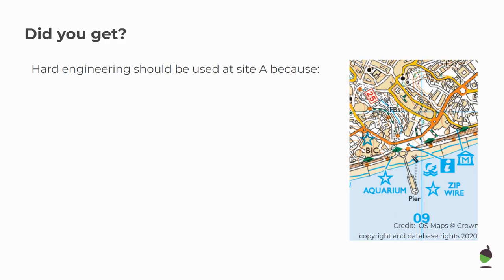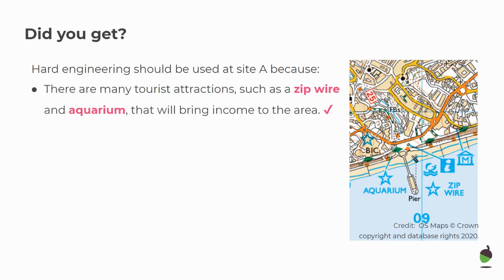Hard engineering should be used at Site A because, and you're looking for 2 of these. You could have got there are many tourist attractions such as a zip wire and an aquarium. This will bring income to the area.